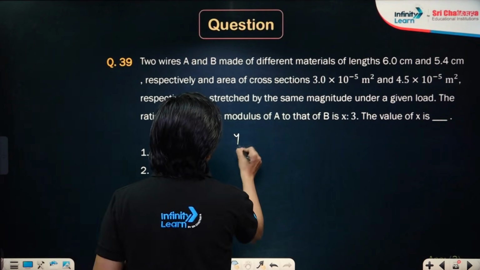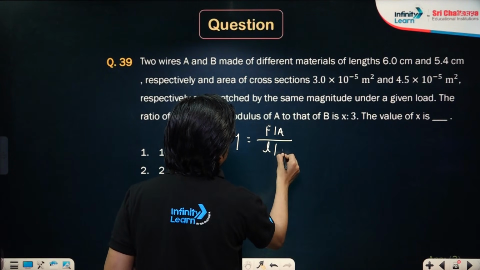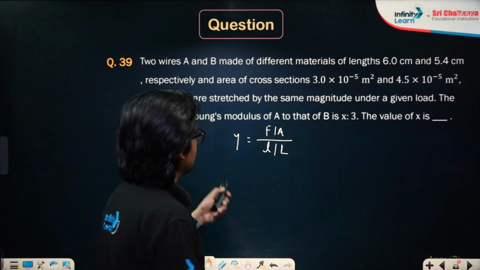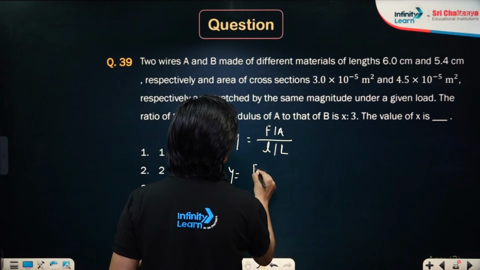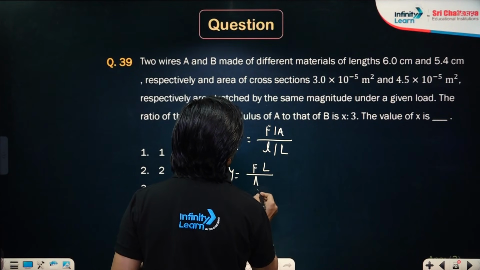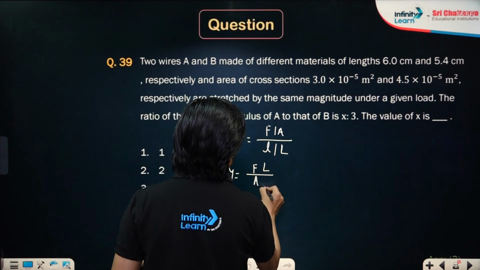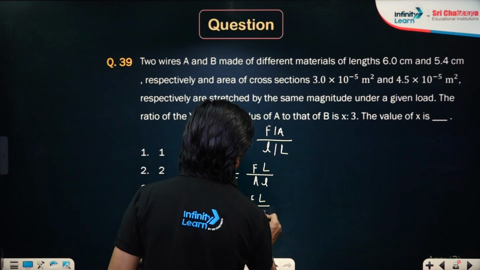So you know that Young's modulus is actually equal to F by A divided by small l by capital L. What is that small l? Change in the length on applying the load. F is the load, F by A is the stress. Using this, you can write Y is equal to FL divided by A into small l. Small l is actually equal to FL divided by AY.